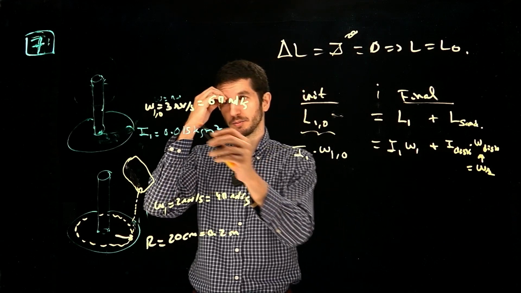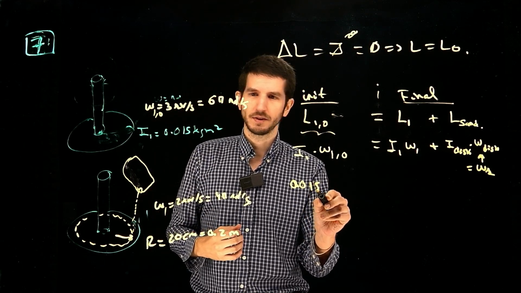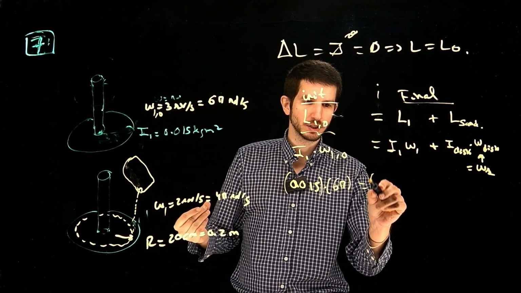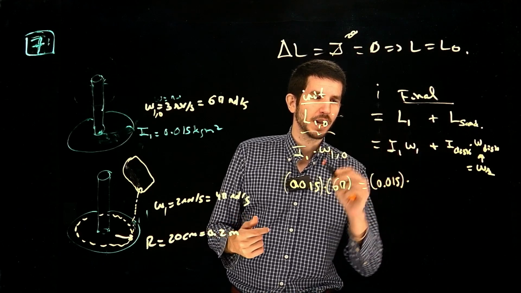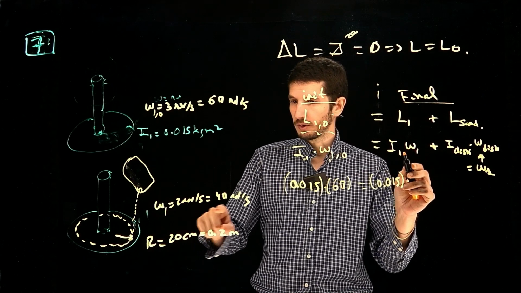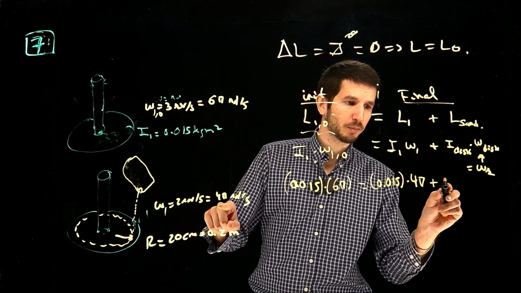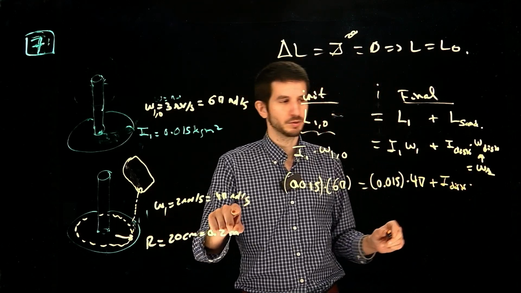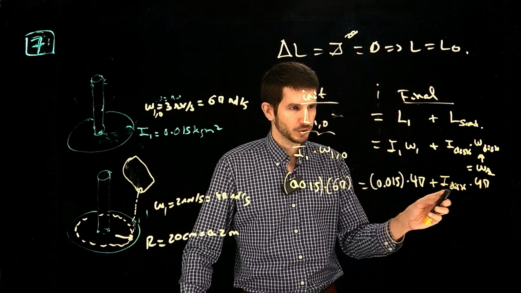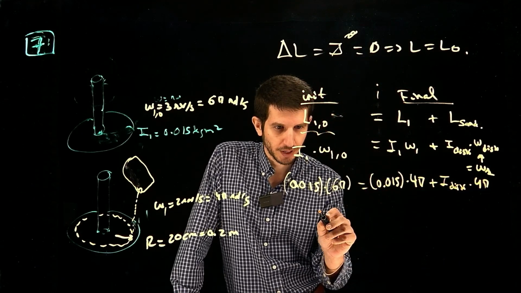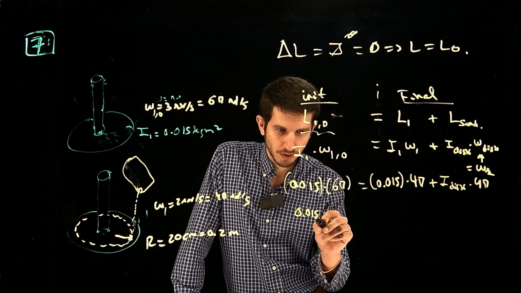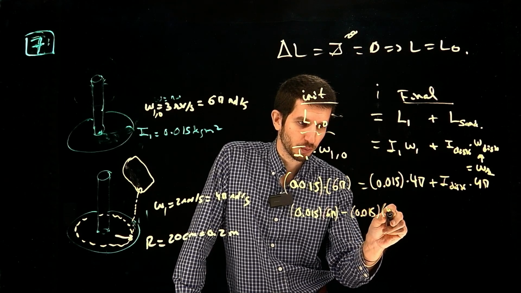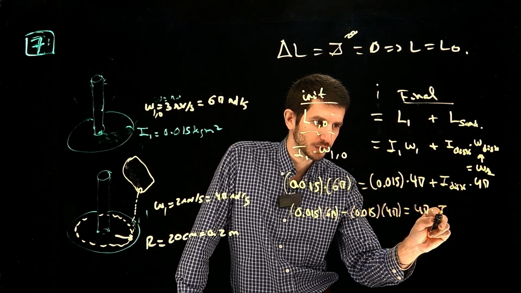So let's start replacing numbers. We have I sub 1 is 0.015, that's given by the problem, times 6 pi. And that's going to be equal to the inertia, which is still going to be 0.015 for the disk, times omega 1, the final one, which is 4 pi, plus the inertia of the sand disk times the velocity of the disk omega 1, which is 4 pi. So we can just make these numbers, and we're going to see that we're going to have 0.015 times 6 pi, minus 0.015 times 4 pi, equal to 4 pi times the inertia of the sand disk.